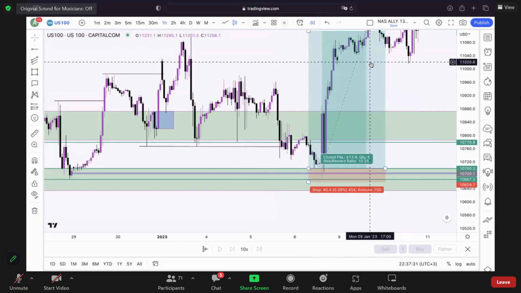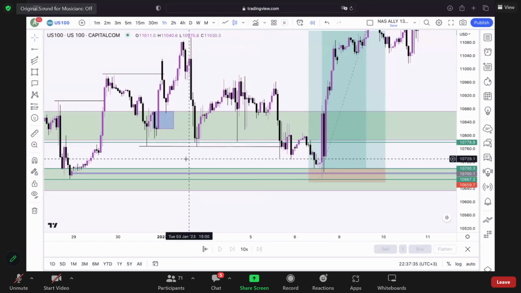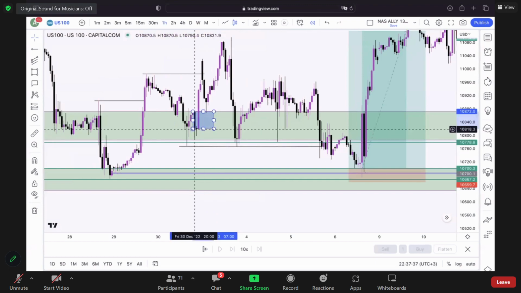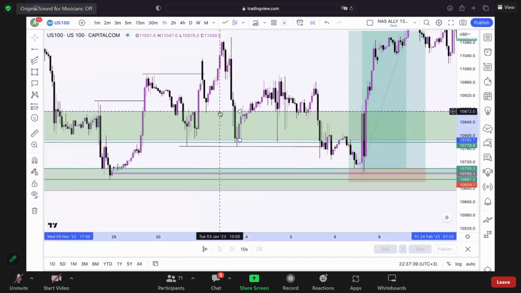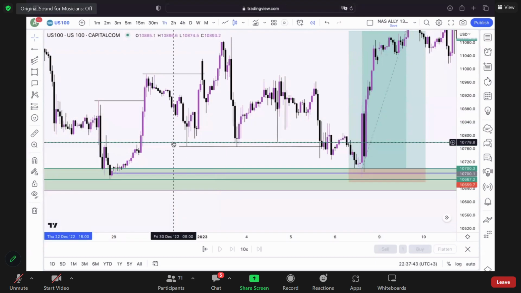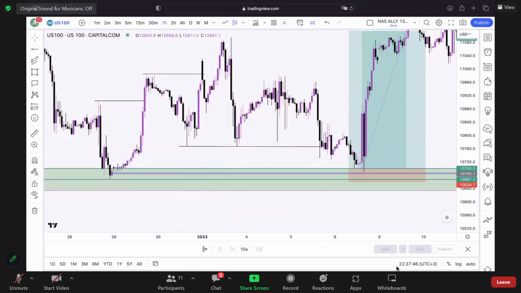So, Ali, would this be the accumulation to advance? Yes, this pattern, exactly. Because remember, guys, let's take this one away now because we know this is where the inducement happened, right? And if we just look at it like this, all of this is accumulation. Okay, this is all accumulation.